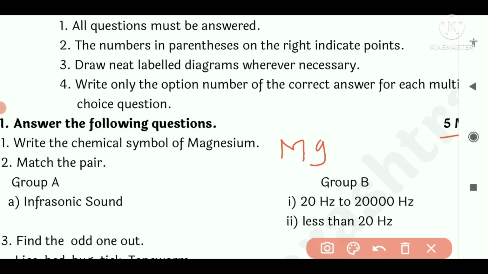Match the pair. Group A and Group B. Infrasonic sound: less than 20 hertz.